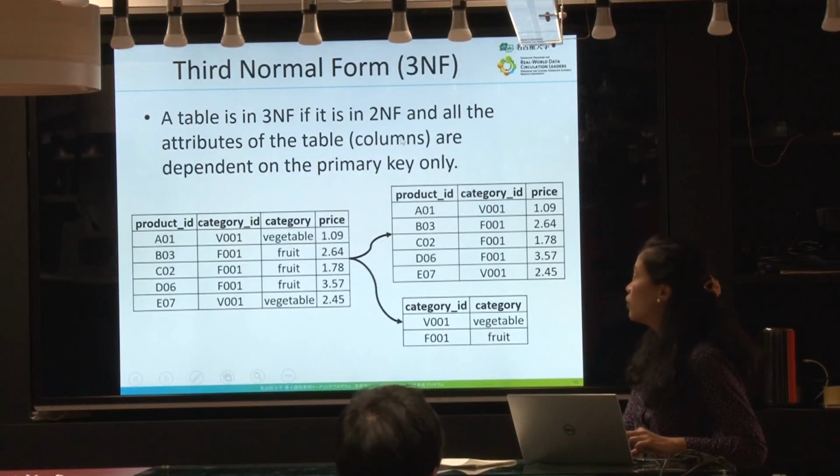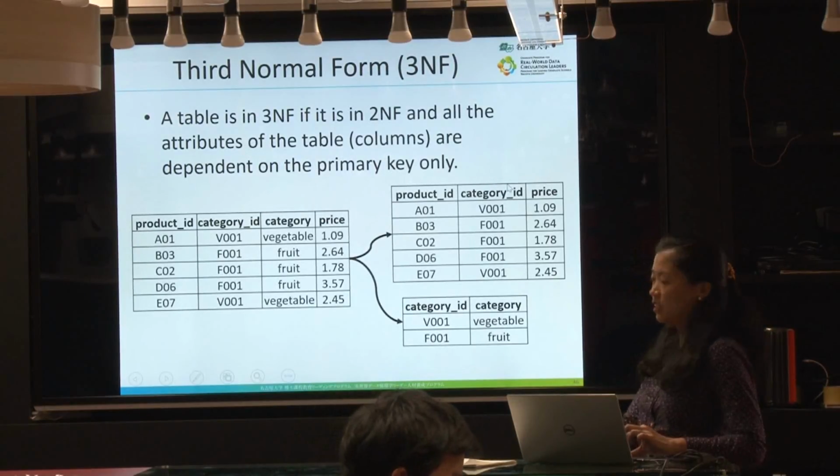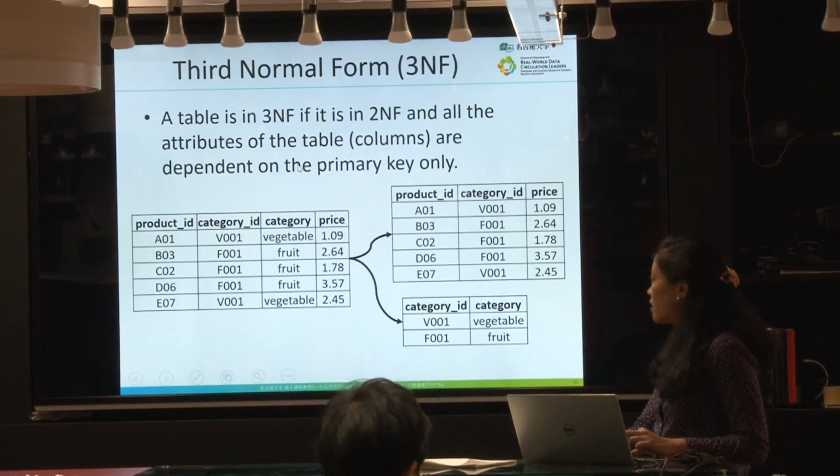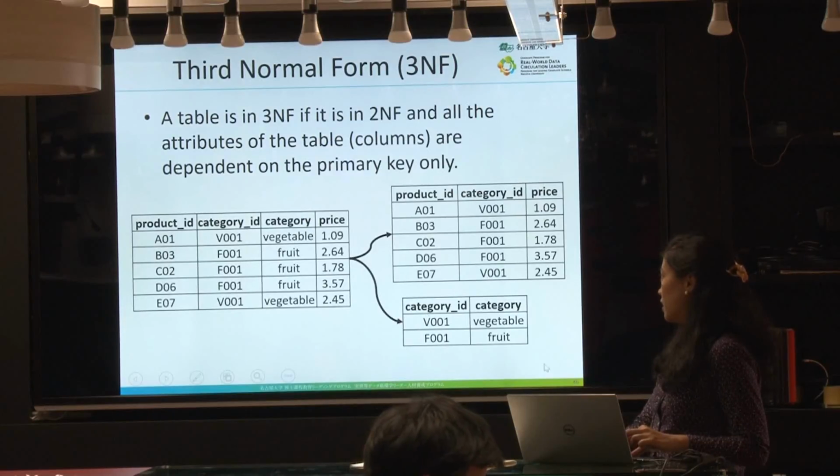Next is the third normal form. A table is in third normal form if it is in the second normal form and all the attributes of the table columns are dependent on the primary key only. Here the candidate key is the product ID, and category here is dependent only on the category ID. So we could convert this table into third normal form by separating the category and the category ID columns, right?